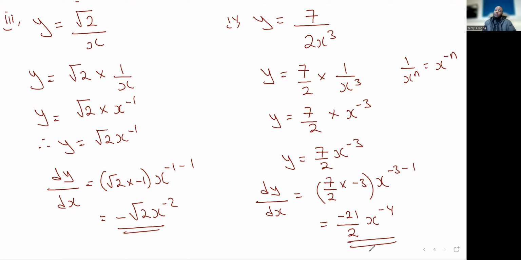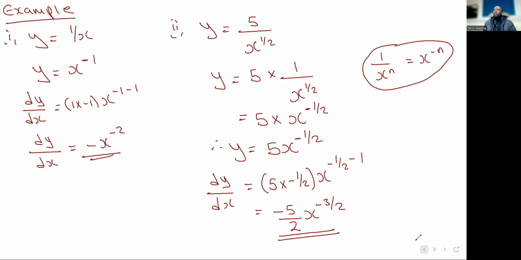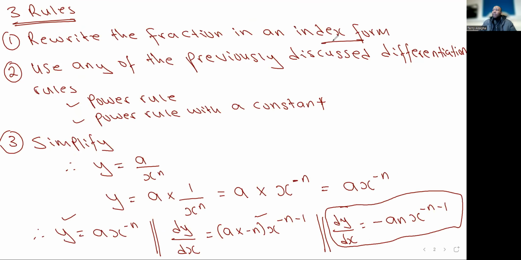So you can see the key here is that you have to convert it to an index form before you start to differentiate. So that's why, in the rules, the first thing you have to do is convert it to an index form before you start to differentiate. Then all the previous rules we talked about, the power rule or the power rule with a constant and stuff like that, will apply normally. All right, so I want you to try this.